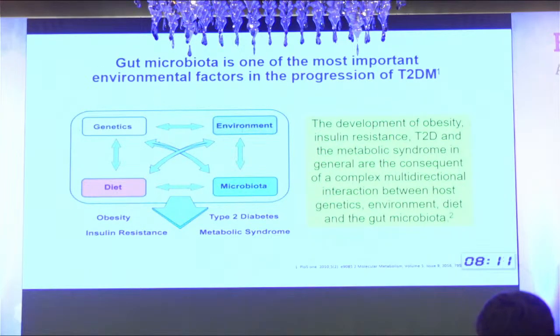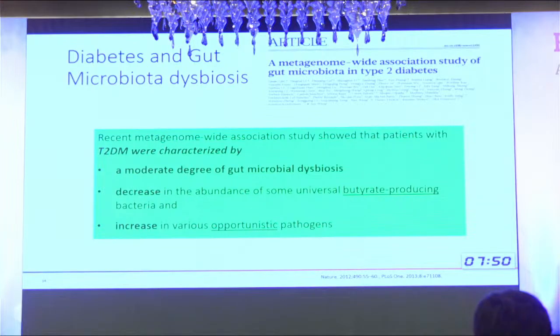Now, it's not just the gut microbiota which is responsible for all these metabolic diseases. There is a complex interplay between genes, environment, diet, and the microbiota, ultimately leading to present-day metabolic diseases like obesity, insulin resistance, type 2 diabetes, and metabolic syndrome. So there is a complex overlay of all these factors. This is a study which has shown what happens to the gut microbiota in patients with type 2 diabetes mellitus. This recent metagenome-wide association study showed that patients with type 2 diabetes mellitus were characterized by a moderate degree of gut microbial dysbiosis, with a decrease in abundance of some universal butyrate-producing organisms and an increase in opportunistic pathogens like Clostridia.